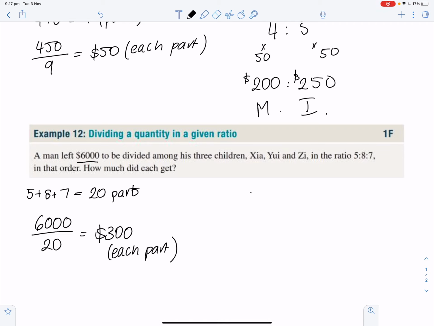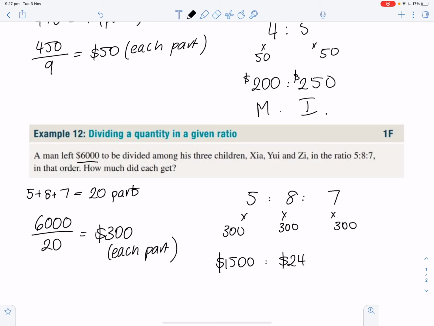Okay, now 5 to 8 to 7, so times each part by 300, times by 300, times by 300, and you will get 1,500 to 2,400 to 2,100. And that's Zia, Yui, and Z.